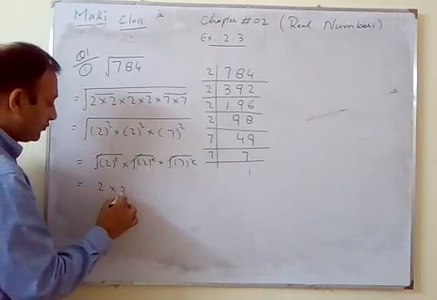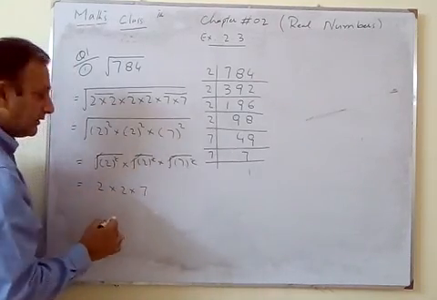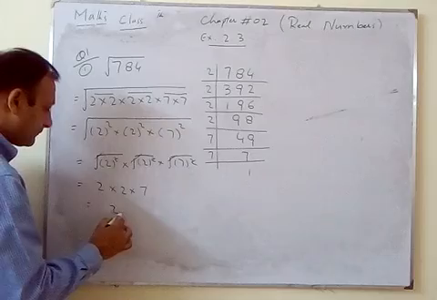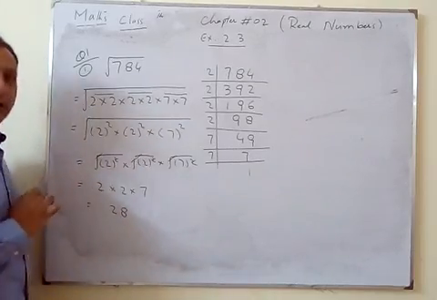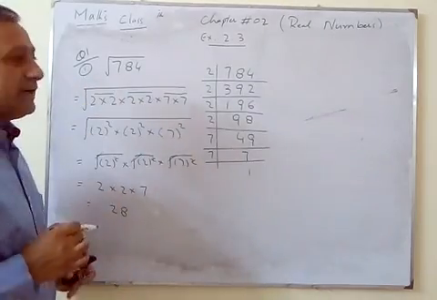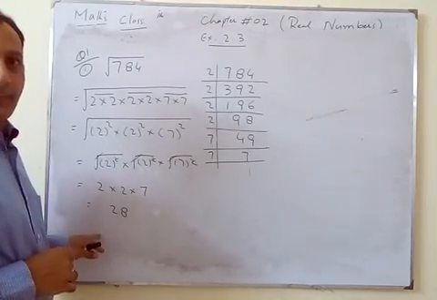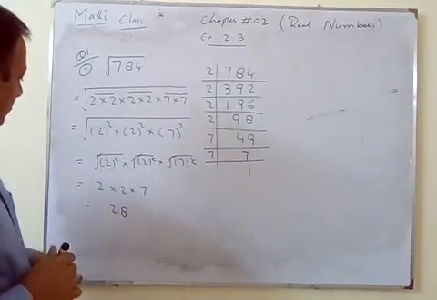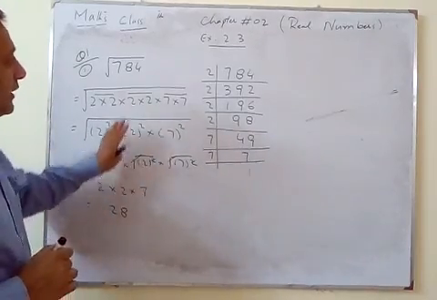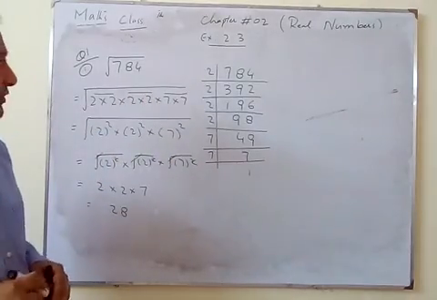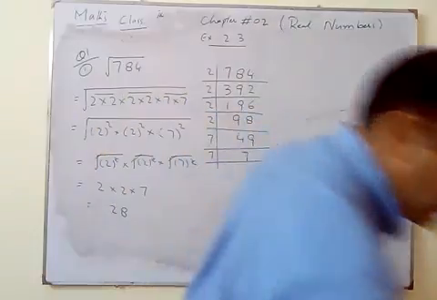2 multiplied by 2 multiplied by 7. So what is the answer here? 28. So square root of 784 is 28. So this is the method to find the square root by prime factorization. I solve one or two more questions here.